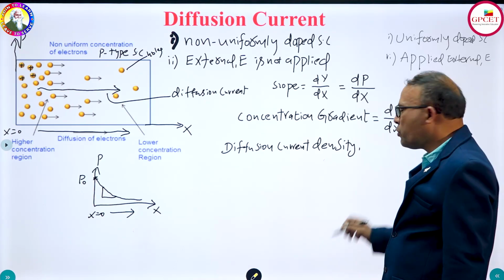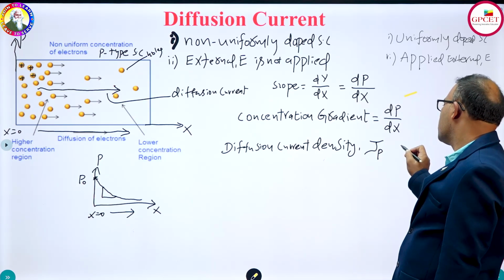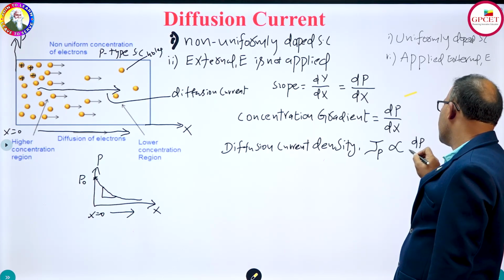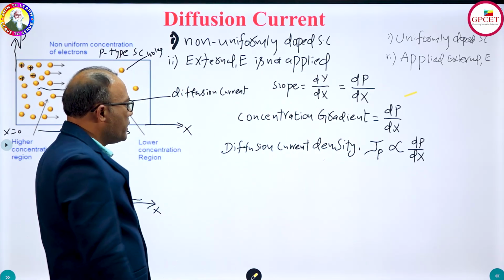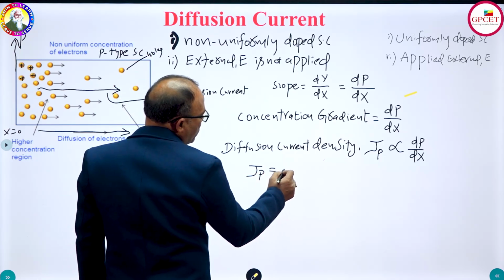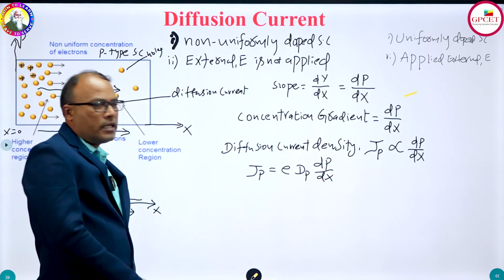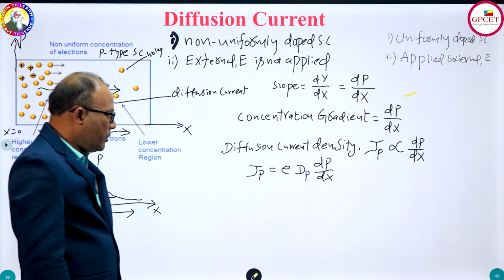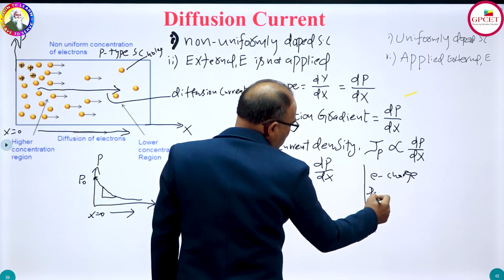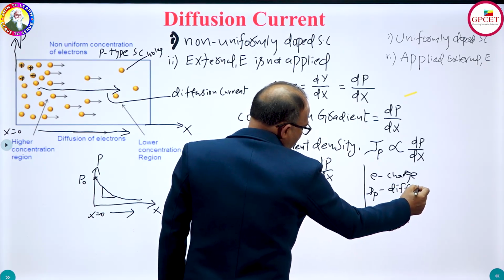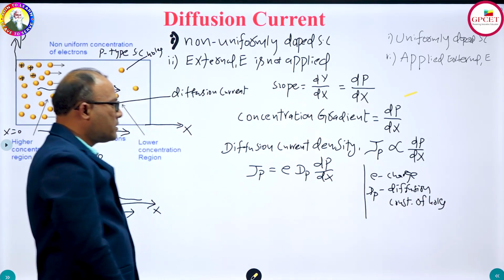Diffusion current density due to holes is given by Jp, which is directly proportional to the concentration gradient dp by dx. So Jp is equal to e Dp dp by dx. Here e is the charge of the carrier, Dp is the diffusion constant of holes, and dp by dx is the concentration gradient.